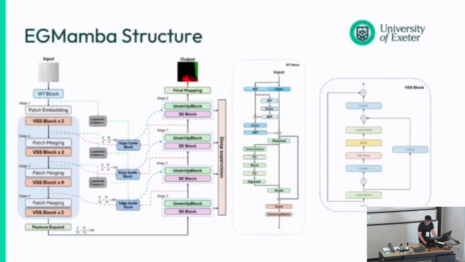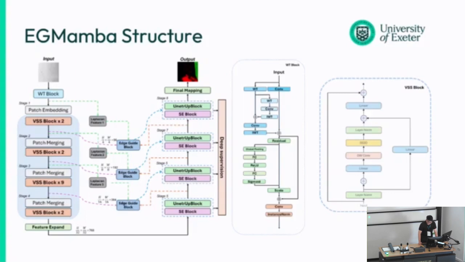Inspired by these changes and advantages, we propose our EGMamba model, which combines several key components that I will explain next. The edge-guided Mamba model includes three main blocks: wavelet Mamba encoder, edge-guided attention, and the decoder.